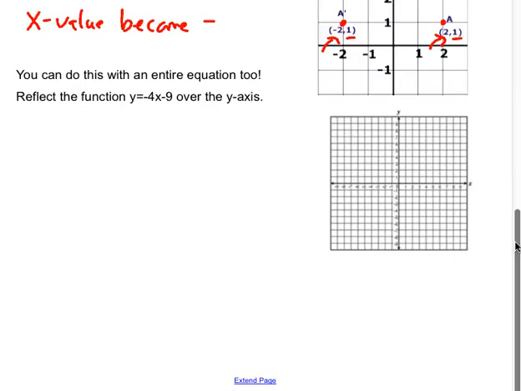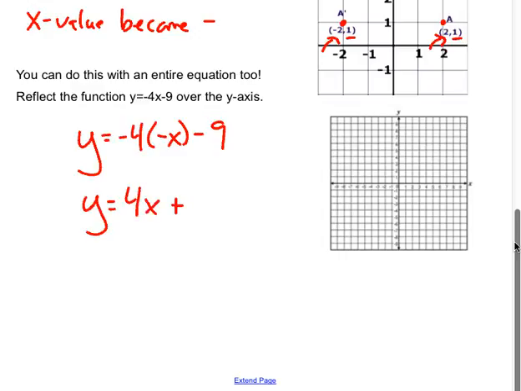So let's do an example of that. So here, y equals -4x minus 9. A y-axis reflection means the x takes on the negative. So here, all that means is that would become a positive 4x, because a -4 times a negative x, those negatives are going to become positive.